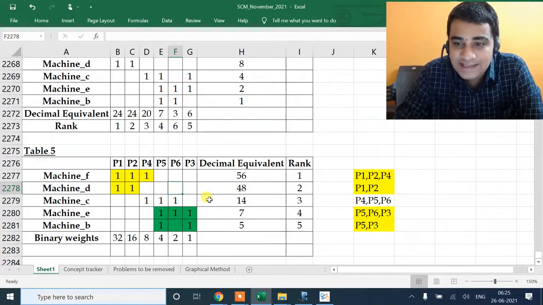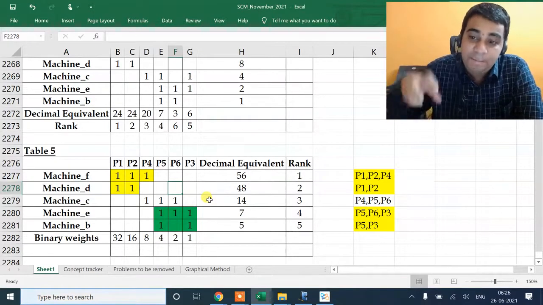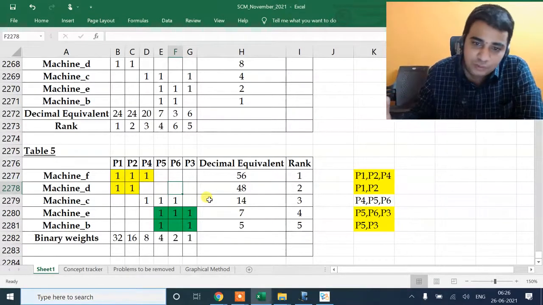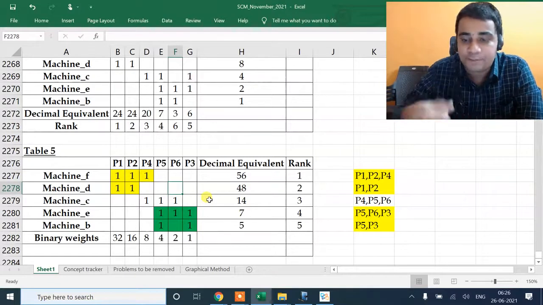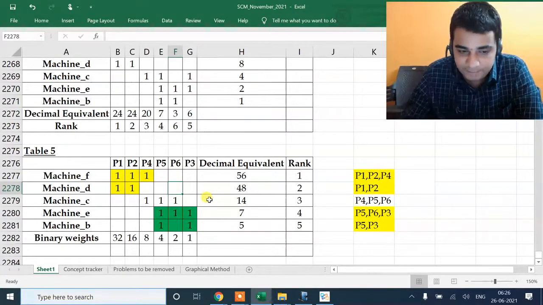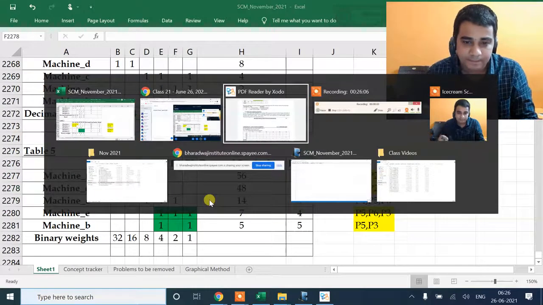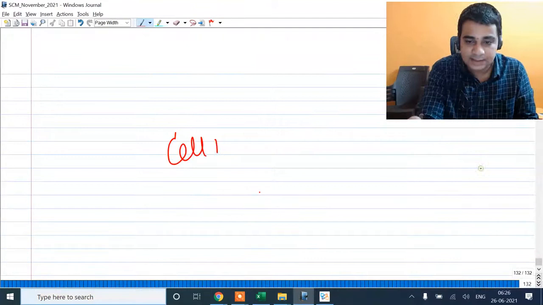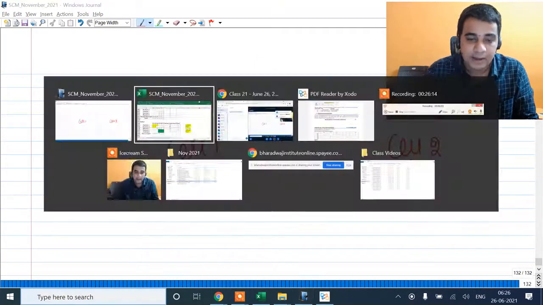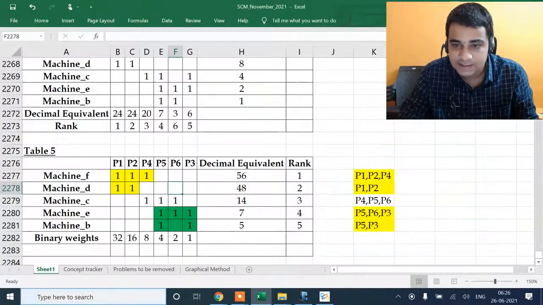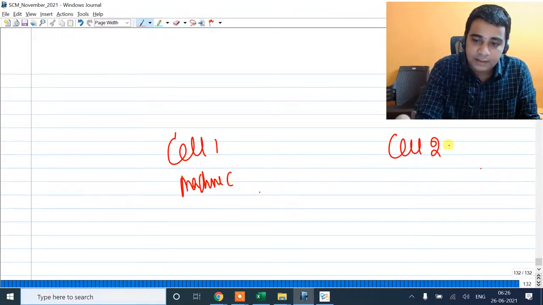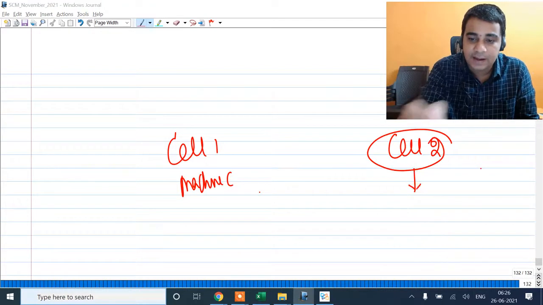If you put it in cell 1, then P5 and P6, when you process P5 and P6, they will move from cell 2 to cell 1 for the purpose of processing. You will have to have movement of material from cell 2. So there is a cell 1 which could be here. There is a cell 2 which is here in the factory. I am yet to decide where I should put machine C. If I include machine C here, then two parts from here will come for processing to cell 1.